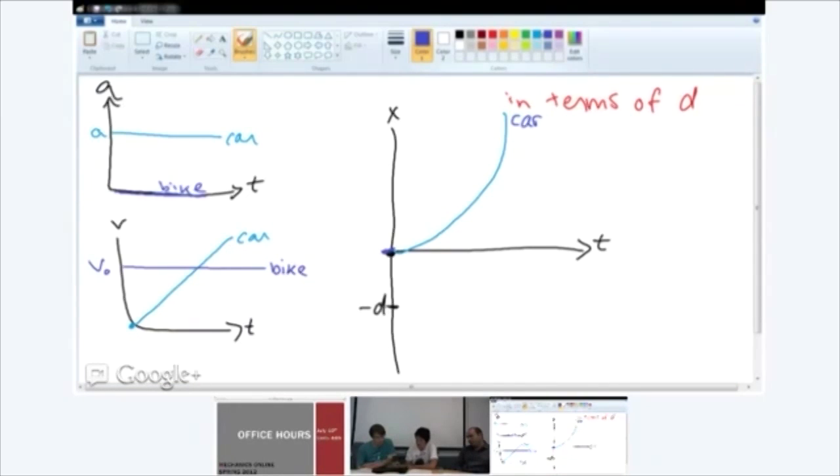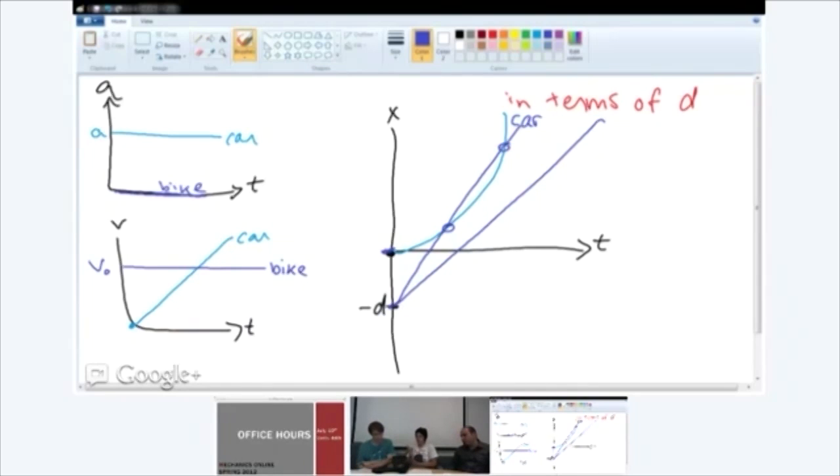Well, it's traveling at a constant velocity, so the position is just going to be a straight upward sloping line. Okay. How about that? Wait, it never hits the car. Shouldn't it be at the same position as the car if we wanted to? Yeah. So maybe it looks something like that then. But so here, the bike and the car are at the same position twice.